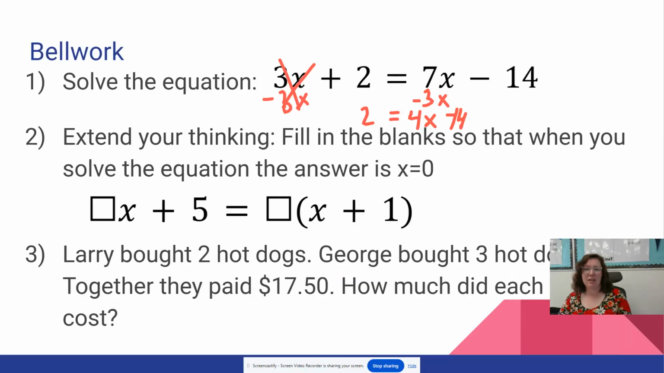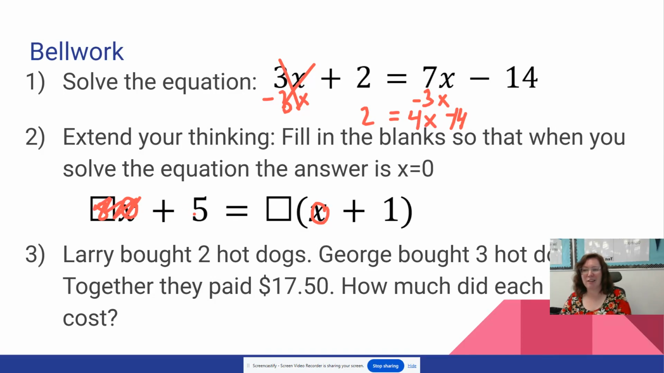Okay, question 2. Okay, extend your thinking. Fill in the blanks so that when you solve the equation, the answer is x equals 0. So where this x is, we can just put a 0 because that's what we want it to be. And where this is, we can just put a 0 because that's what we want it to be. Okay? So now it doesn't matter what we put here. We can literally put anything right here. I'll just put that there because it's going to be multiplied by 0, so it doesn't make a difference.